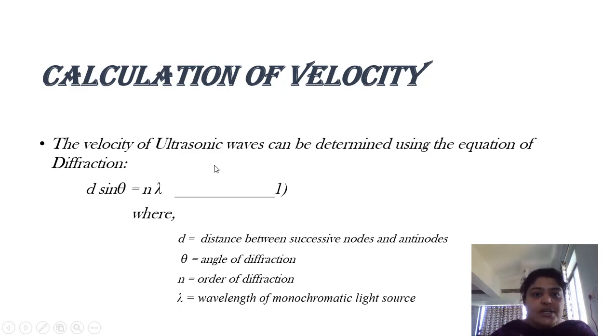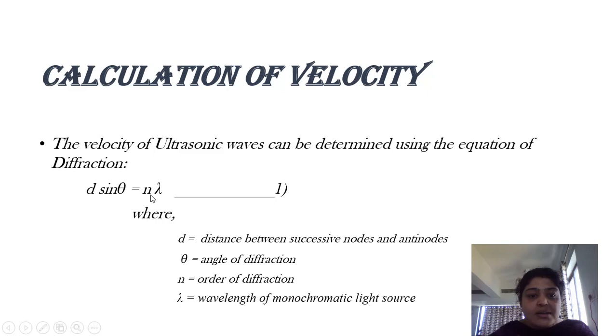The velocity of ultrasonic waves can be determined by the equation of diffraction. The equation of diffraction says that d sin theta equals n lambda. What is the term d here? d is the distance between two successive nodes or two successive antinodes. Theta is the angle of diffraction. n means the order of diffraction.